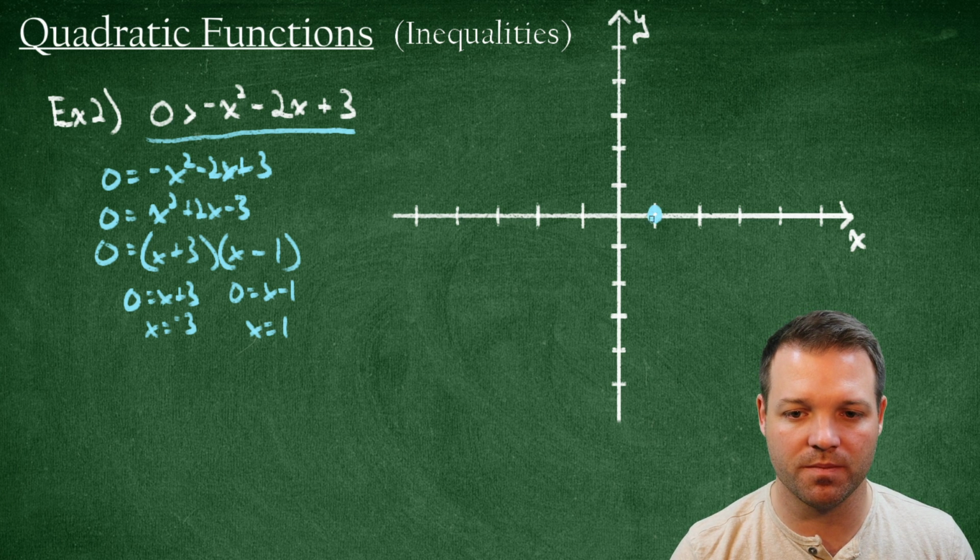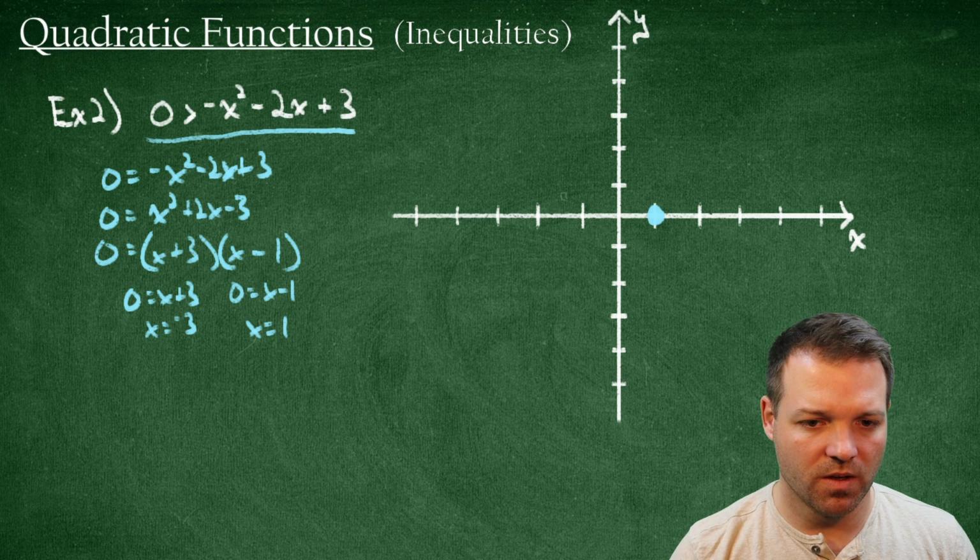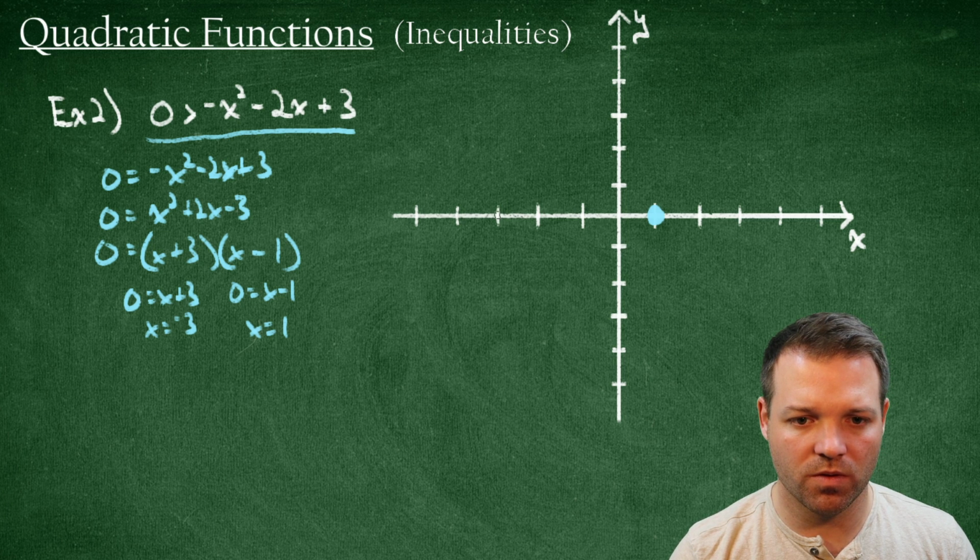Let's go ahead and plot them. Got 1, and 1, 2, 3. Oops, sorry. 1, 2, 3 is negative 3. There we go.